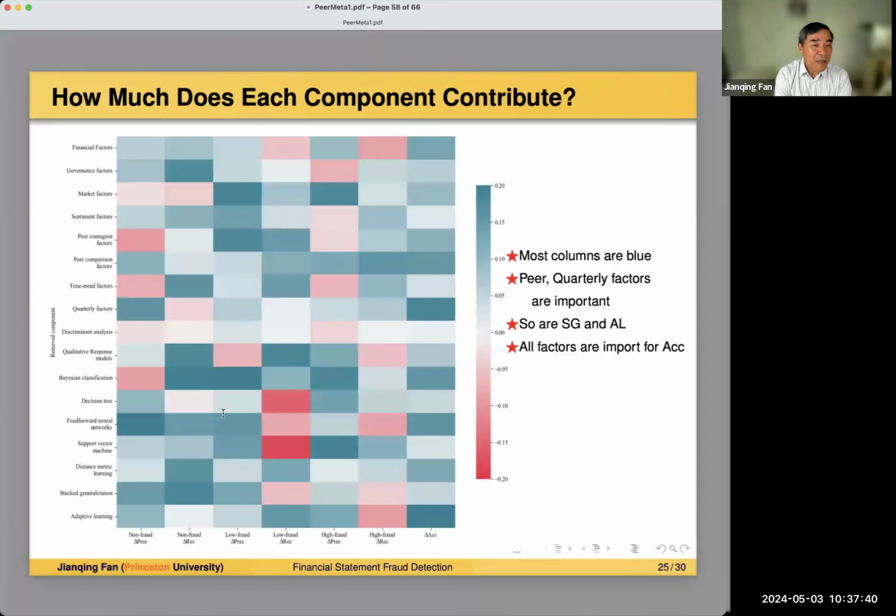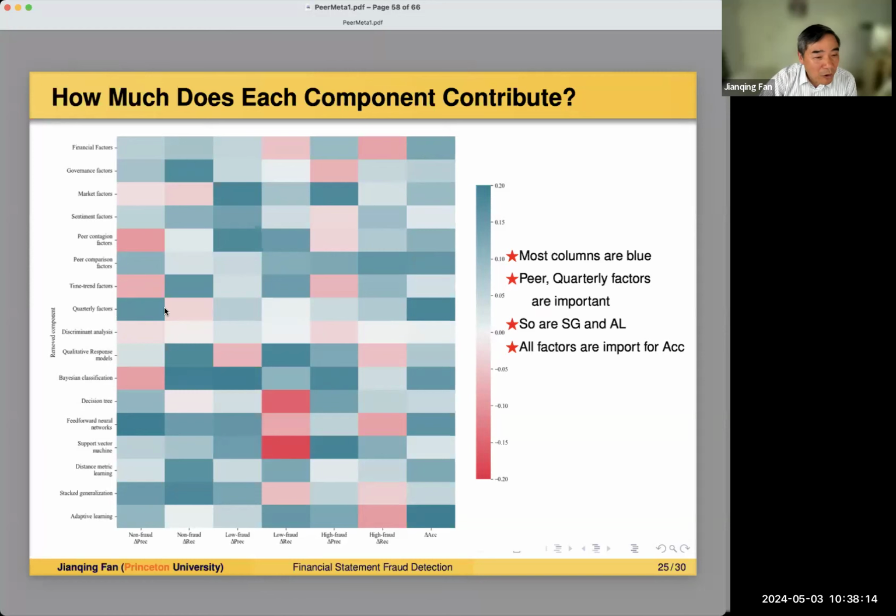Okay, so now you may be asking, well, how much does each component contribute? In terms of overall accuracy, as you can see, each component actually contributes to it. Blue means it contributes. The accuracy increases. When I remove one component, then the accuracy will suffer.